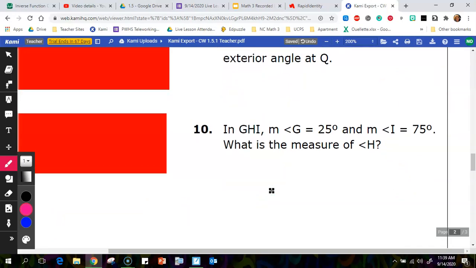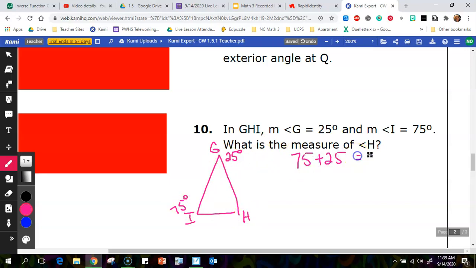Let's see. GHI. Oh, that's just interior angle, so that one's pretty easy. GHI. G is 25 degrees, and I is 75 degrees. And they want to know the measure of angle H. So 75 plus 25 is 100. And then the total would be 180 minus 100 equals 80 degrees. So that would be our answer there.